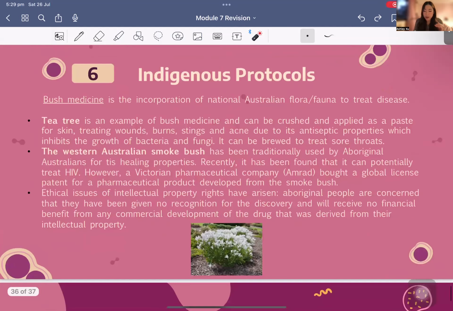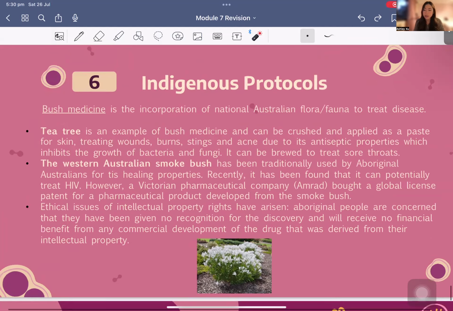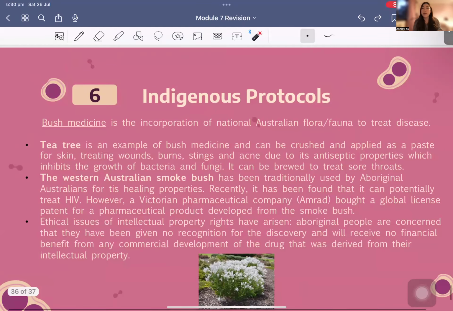This part of the module, I really want you to remember. Indigenous medicine is something that they will test you on every year. Why? Because they're required to add Aboriginal components into your exam, and it's really important to recognize these Indigenous people. So just to finish off Module 7, we have Indigenous protocols, looking a little bit at intellectual property and what Indigenous people use to treat diseases.